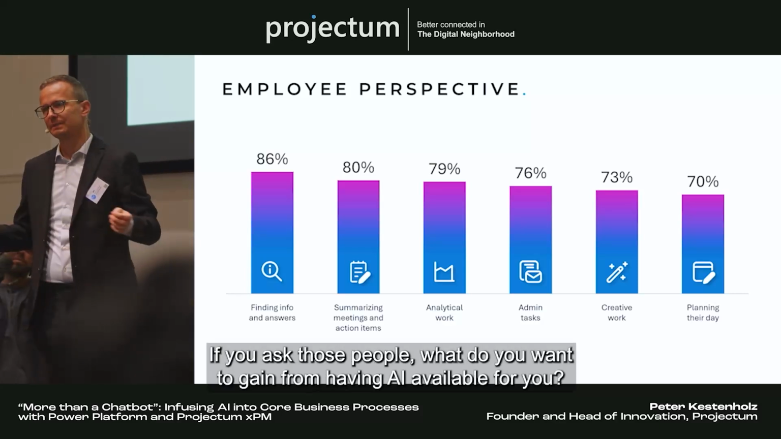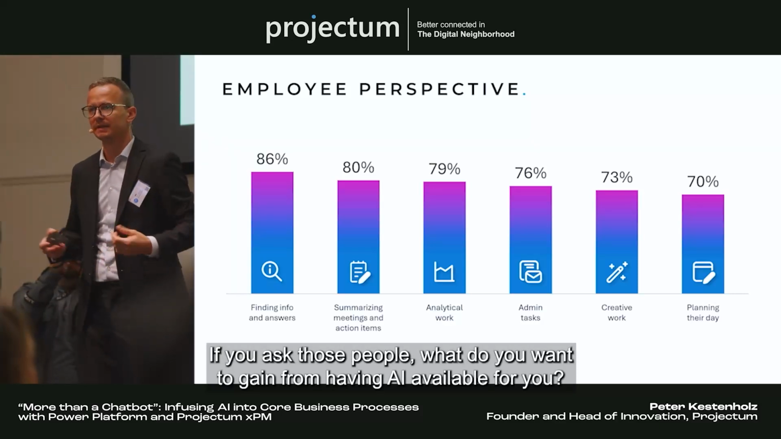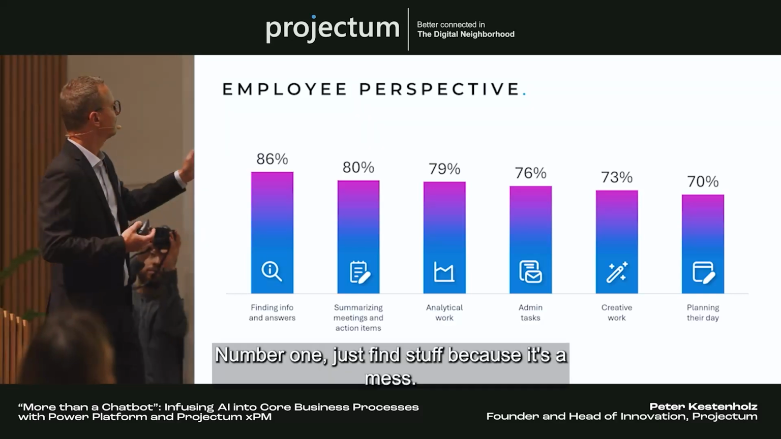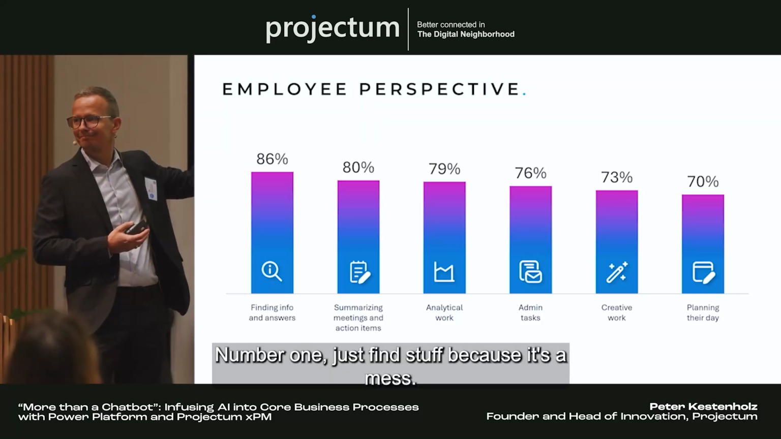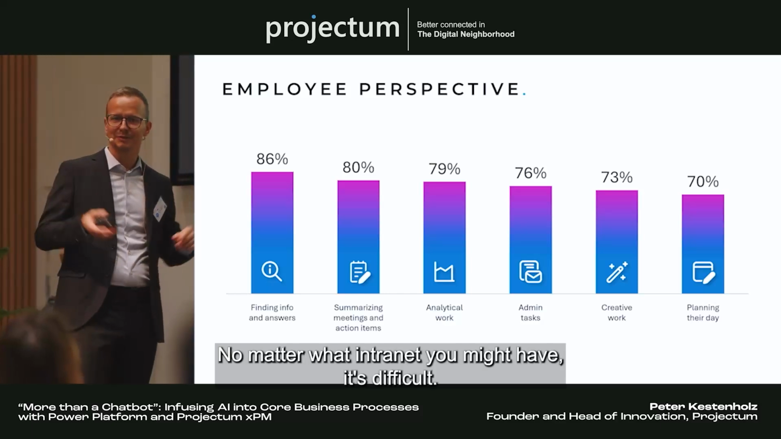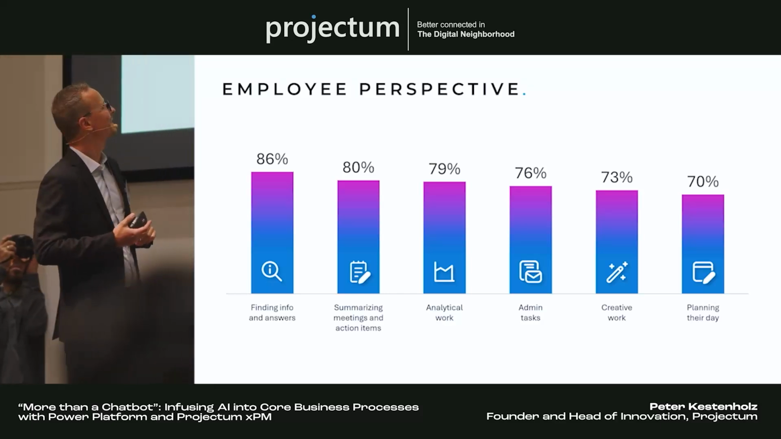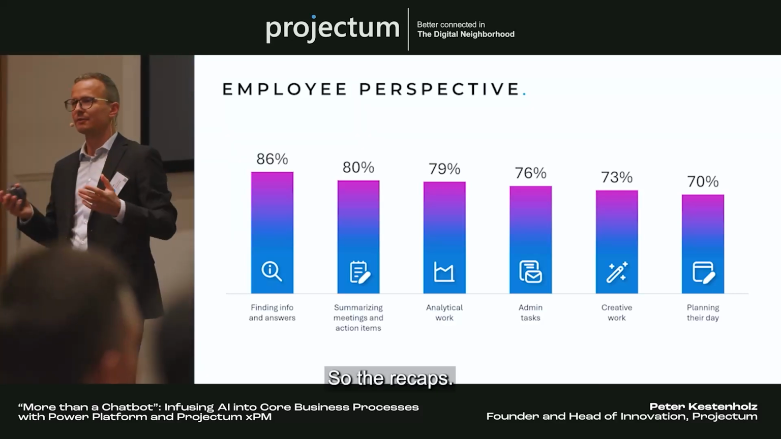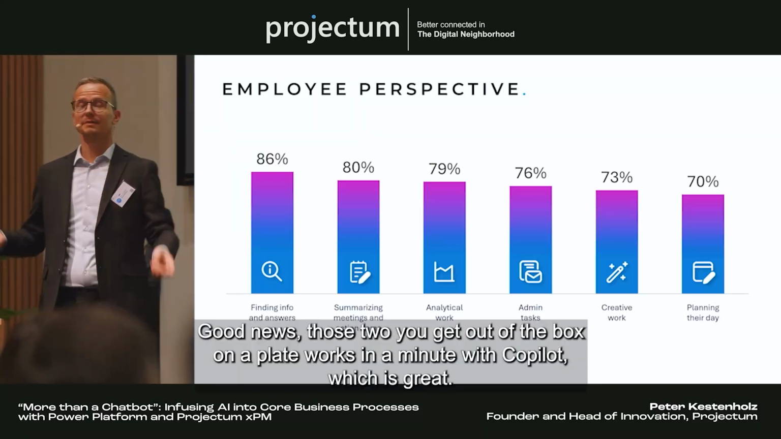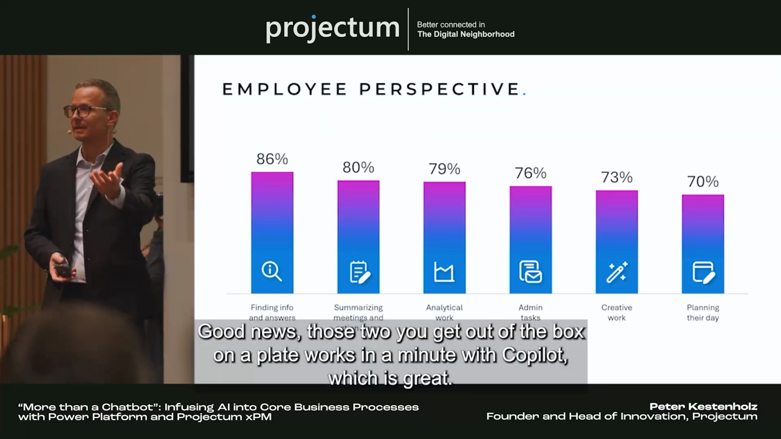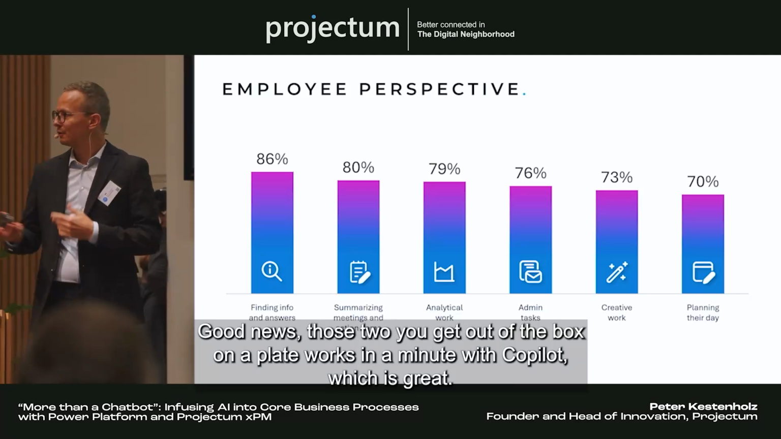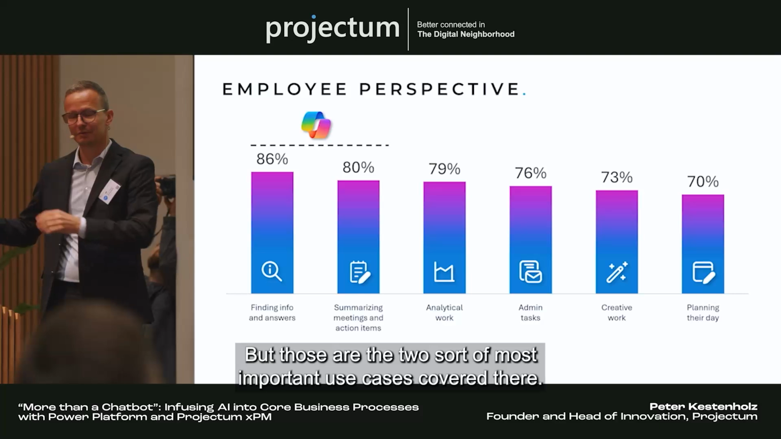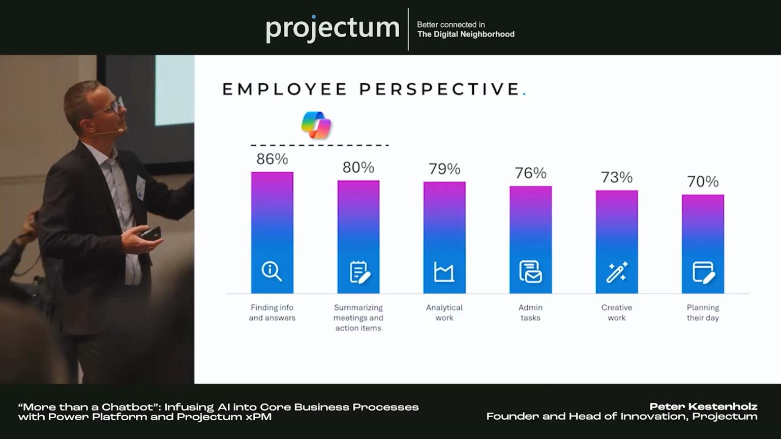If you ask those people, what do you want to gain from having AI available for you? Number 1, just find stuff, because it's a mess. No matter what internet you might have, it's difficult. Number 2, summarize meetings and all that action item stuff, so the recaps. Good news, those two you get out of the box on a plate, works in a minute with Copilot, which is great. But those are the two sort of most important use cases covered there.